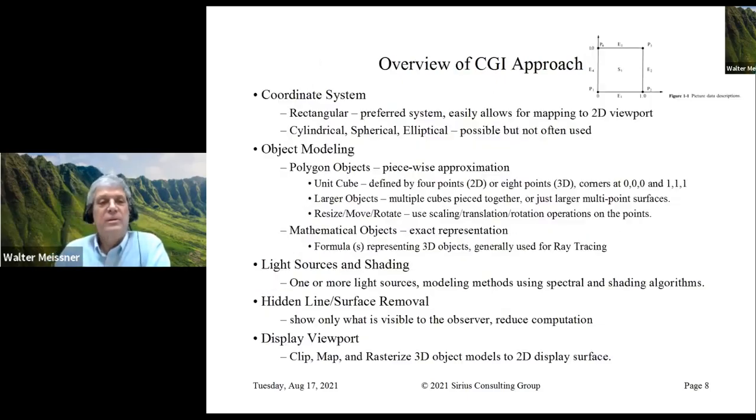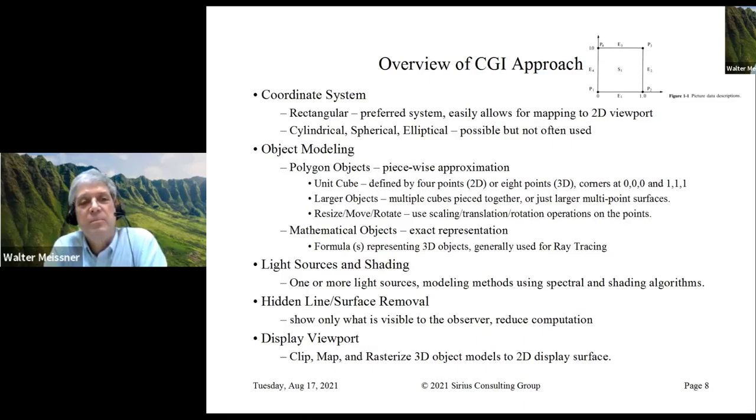Okay, so let's go on. So the overview of computer image generation is, people work with a coordinate system. I guess there are many possibilities, but most people stick with rectangular, and it easily allows for mapping to a 2D viewport. For object modeling, there's really two ways to do it. One is with polygon objects, and the other one is with mathematical objects.